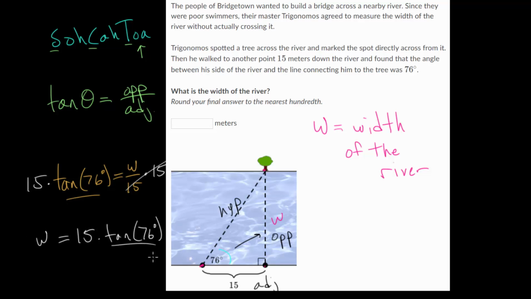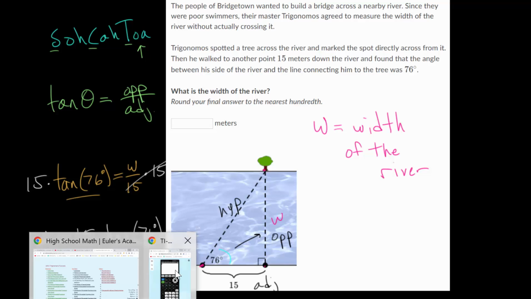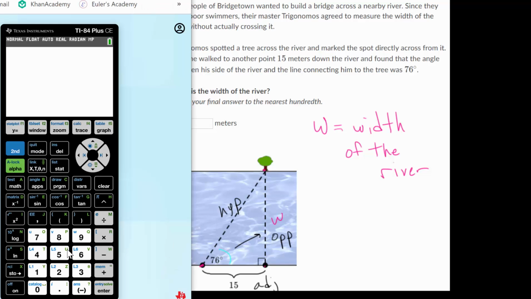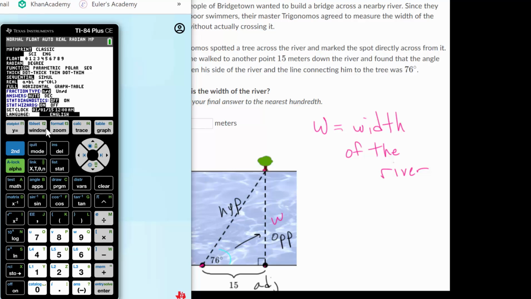Now, to evaluate this, we're going to need a calculator. So let's get out our graphing calculator. And we're looking at 15 times the tangent of 76. So we write 15 times the tangent of 76. Now, before we put in the answer, one common mistake with trigonometry is that students are in the wrong mode. So we want to go to mode first, and then go down to the fourth row here, where it says radian and degree. Now, our answer is in degrees, not radians.